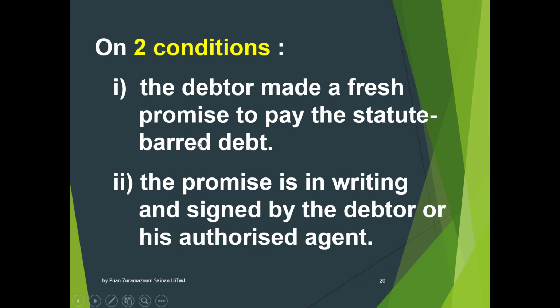So maknanya kat sini, kalau promise tu dibuat oleh debtor sendiri, and the promise is to pay the statute barred debt, hutang yang dah luput tu. In the first place, the creditor dah tak boleh nak claim apa-apa sebab the debt is already statute barred, dah dihalang oleh statute, dah dihalang oleh undang-undang. Maknanya dia dah tak boleh claim, kena redha je lah. Right? Tapi since the debtor sendiri yang made a fresh promise, dia tahu dia kena bayar juga hutang dia. So kat sini debtor made a fresh promise to pay the statute barred debt, and that promise is in writing and signed by the debtor or his representative. So in this case, the agreement by the debtor is binding even though without consideration from the creditor.